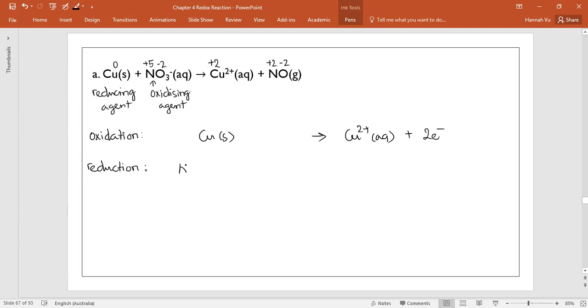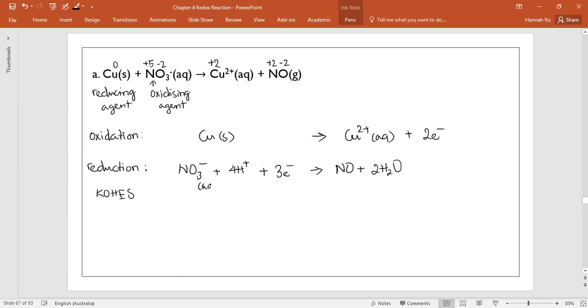So I'm just going to go NO3 minus going to NO, and if we follow COHES, the key element in this case is nitrogen, and it's already balanced. You have 1 nitrogen on each side. I have 3 oxygen on the left and 1 on the right, so I need to add 2 H2O, which means I need to add 4 H plus in order to balance the hydrogen, hence acidic conditions. And now for the charge, I will have a total charge of +3 on this side and 0 here, so I need to add 3 electrons.